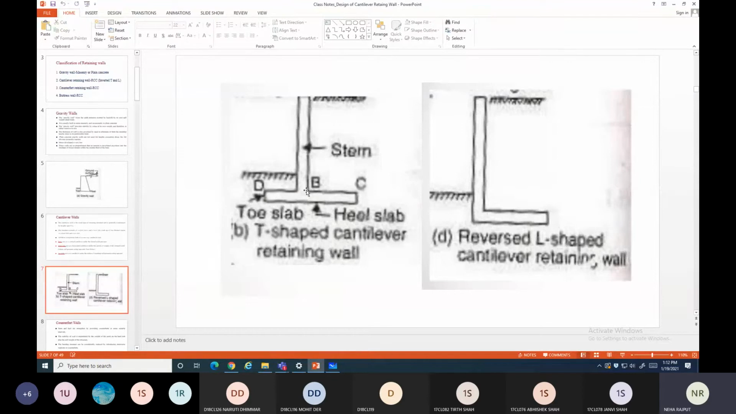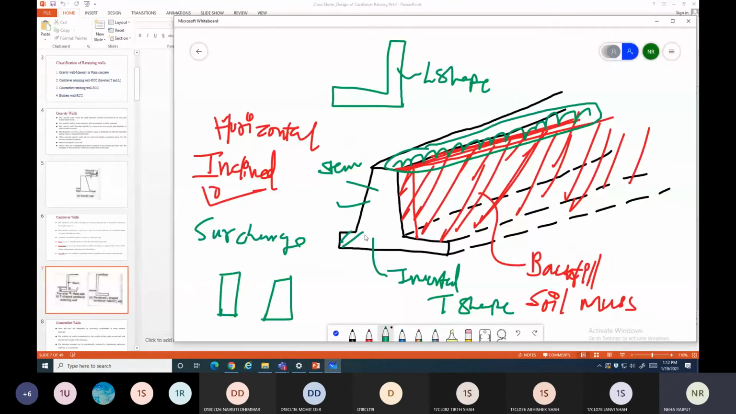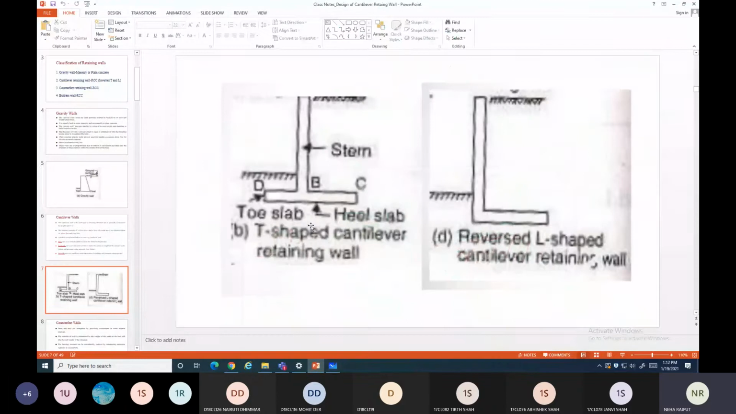Then this bottom portion is known as the base slab, meaning this total portion is known as the base slab, and this base slab is again divided into two parts. This portion is known as the toe slab, and from here to here this is known as the heel slab. So this is the heel slab, and this one is the toe slab.